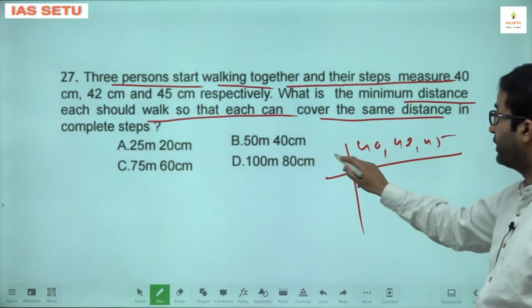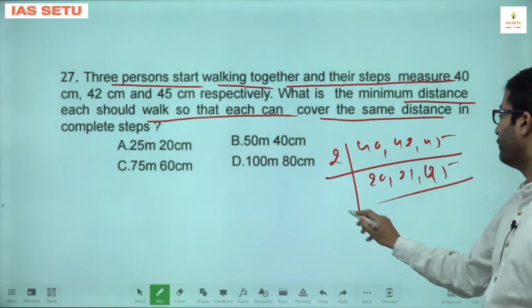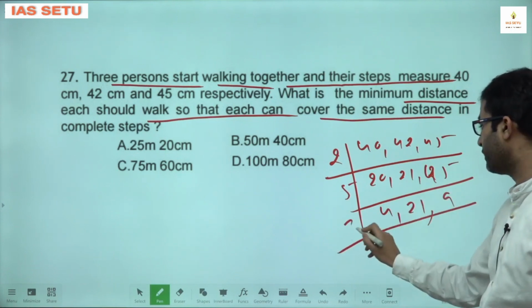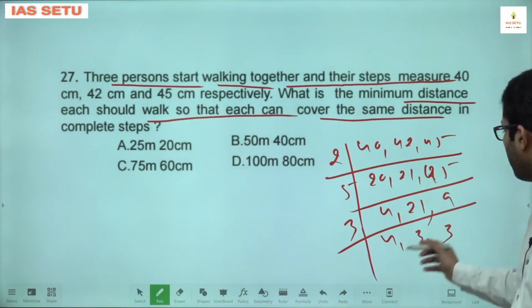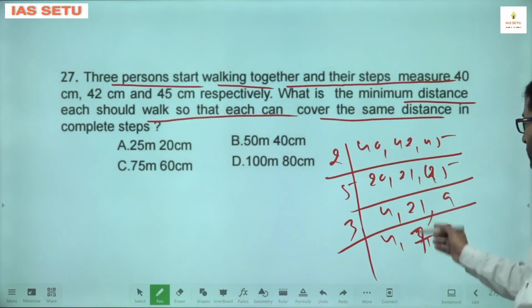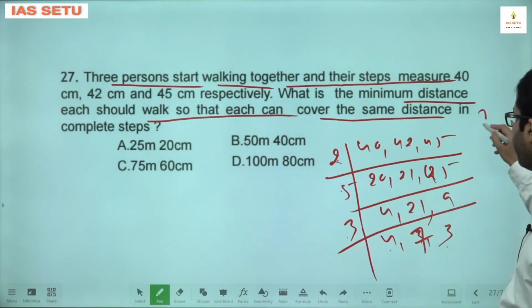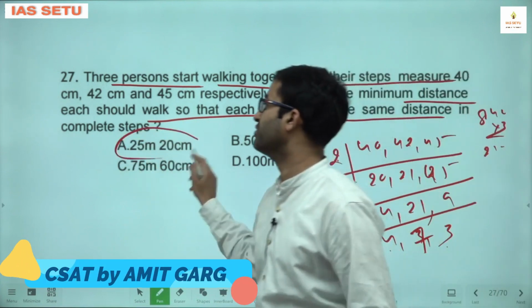Okay. So we take 2 common, 20, 21, 45. We take 5 common, 4, 21, 9. We take 3 common, 4, 7, 3. So, 4, 7, 3, 7. So 10, 30, 120, 840, 840 into 3, 2520, 25 meter, 20 centimeter.